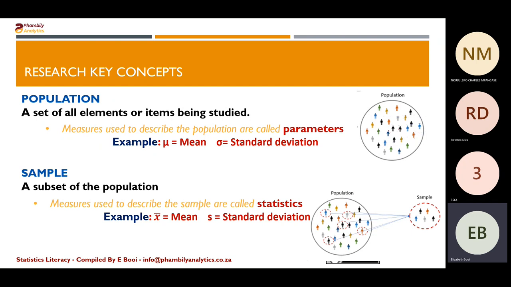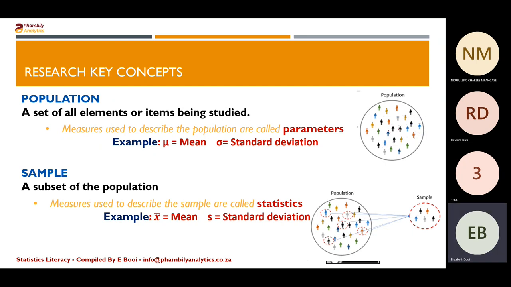Because my population of study is PSYC3704, usually the population is too big, right? Because it's all elements I'm interested in studying. Time consumption and cost, I need to take those into consideration when I'm doing research. Because of the other factors that might prohibit me from collecting information from those, I can create what we call a sample, which is just a subset of the population.